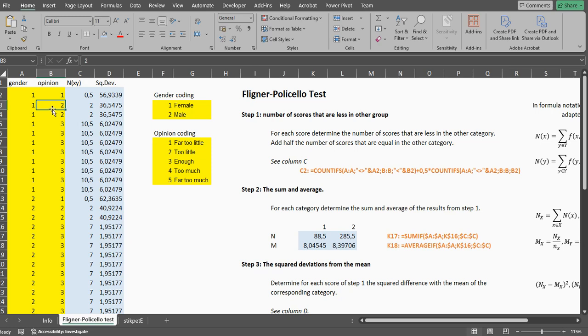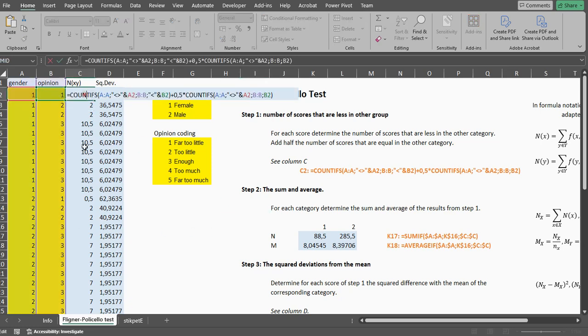This one has 2, so there's 1 that's actually below it, and there are 2 that are equal, so half of 2 equals a 1, so that's why we get 2 over there, etc. So we do this for all of them, and these are therefore our so-called placement values.